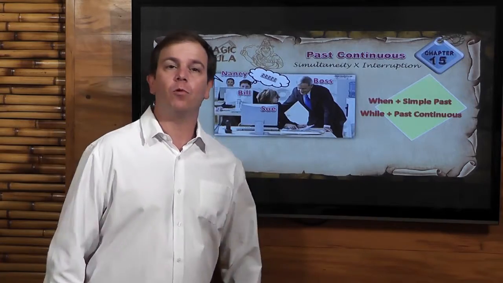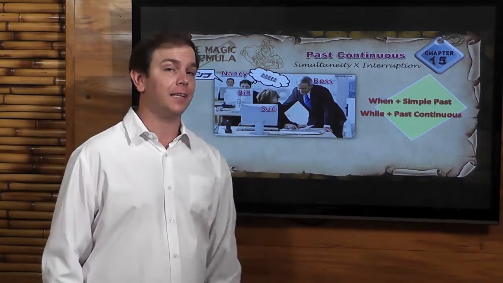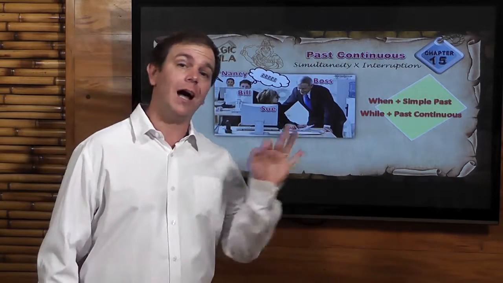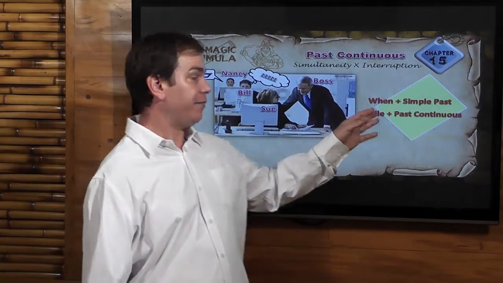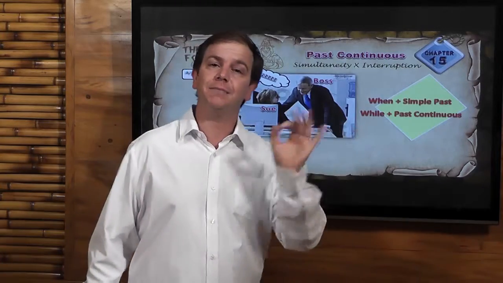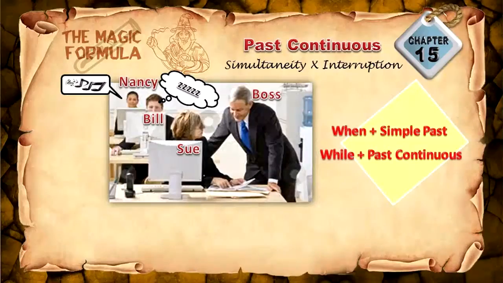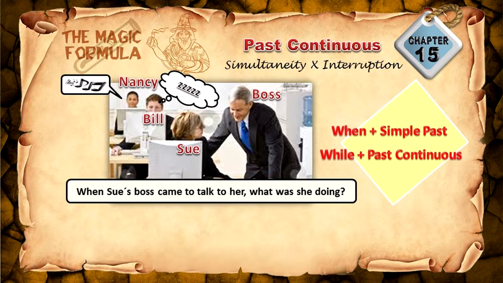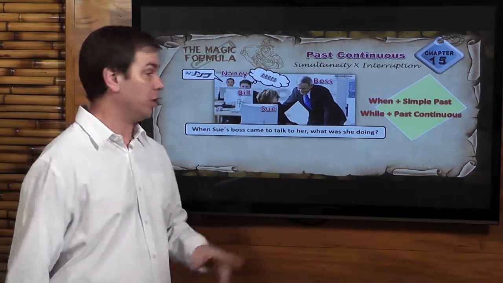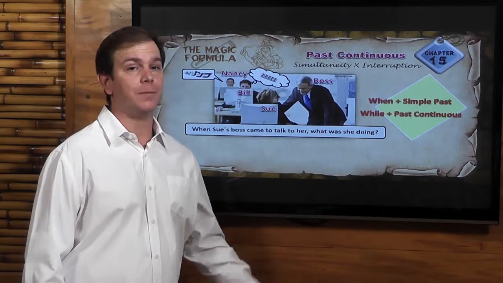So let us give you some more examples so that you can understand things a little better, right? So here we are having simultaneity and interruption, which are the two ideas of past continuous. And we are having the structure so that you remember when plus simple past and while plus past continuous. So look at this picture, right? We have four people, they are all performing their actions. I would ask you a question. When Sue's boss came to talk to her, what was she doing? As you can see, when Sue's boss came to talk to her, Sue was working on her laptop.